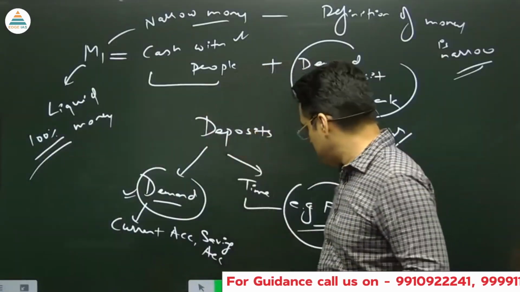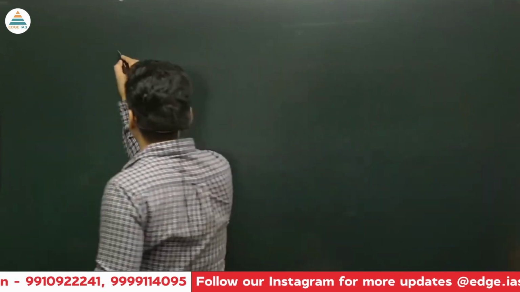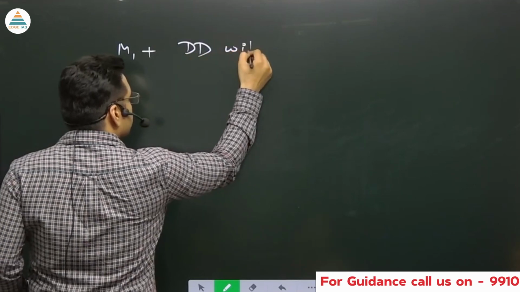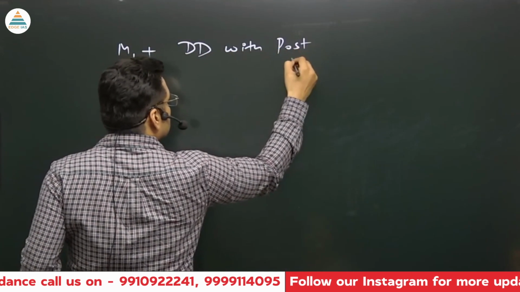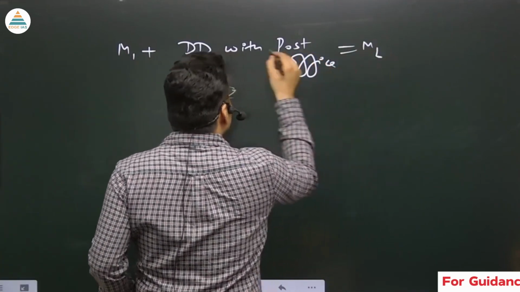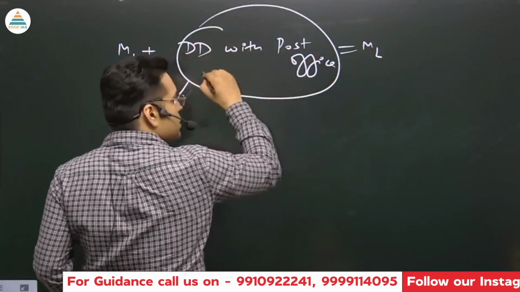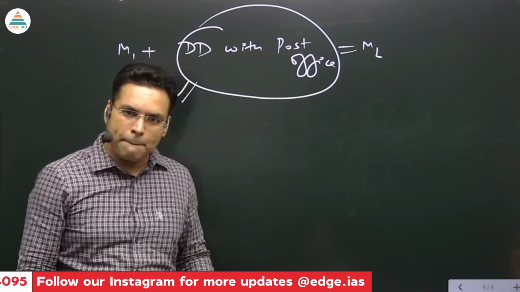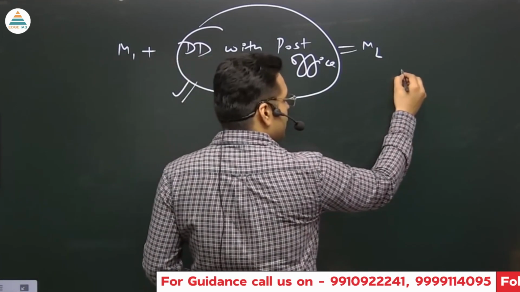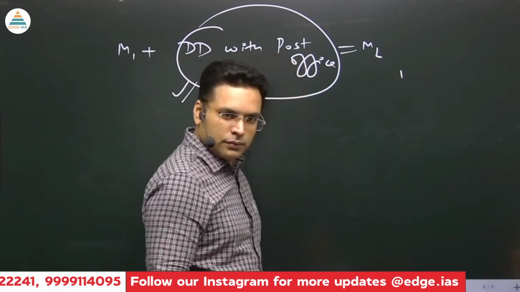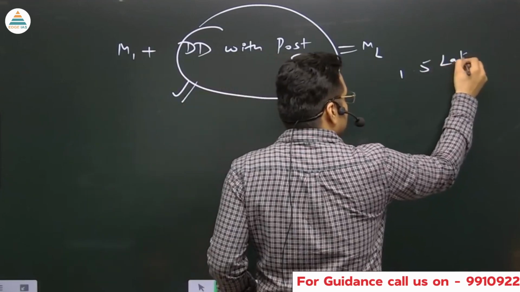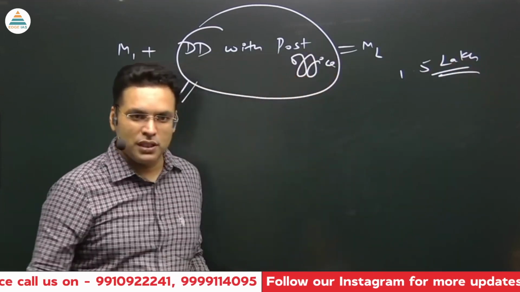For now, just assume that M1 plus demand deposit with post office is M2. Now the question comes, where is this money coming from? Because normal people don't use this money. Am I right? Normal people are not using this money. Basically, how many post offices are there in India? Any idea? Can you tell me? This is the number of post offices in India.